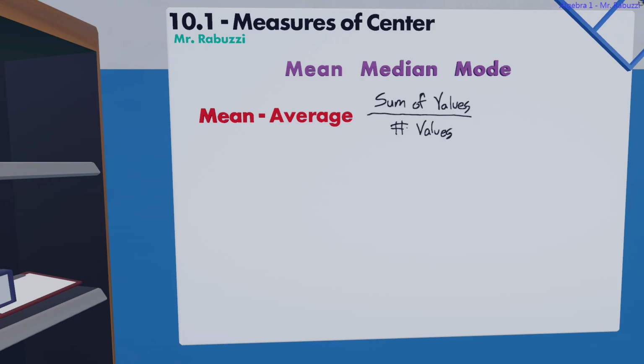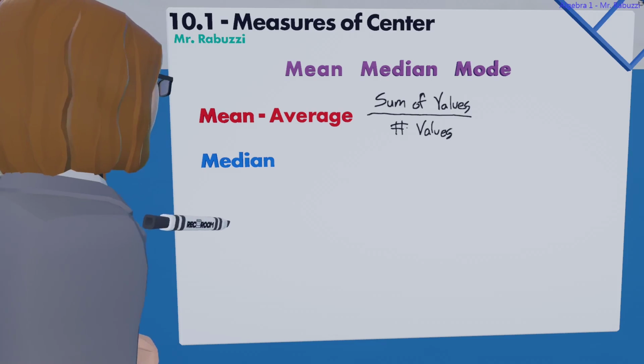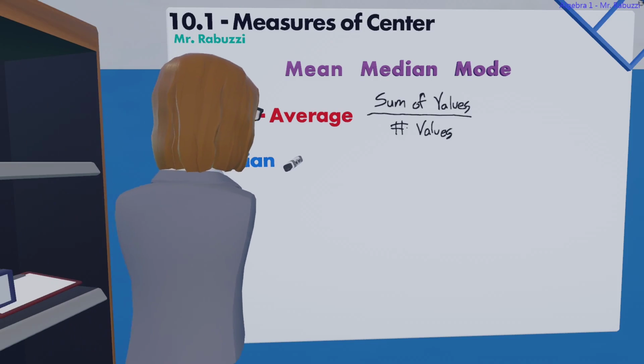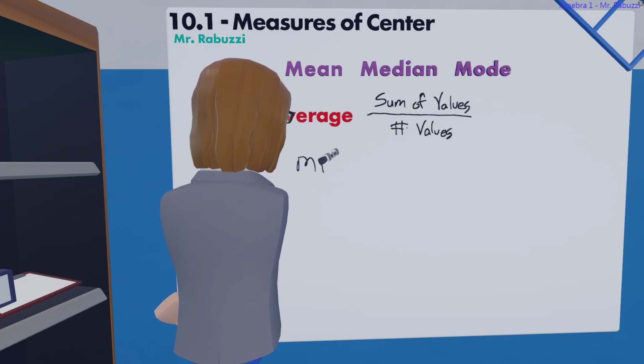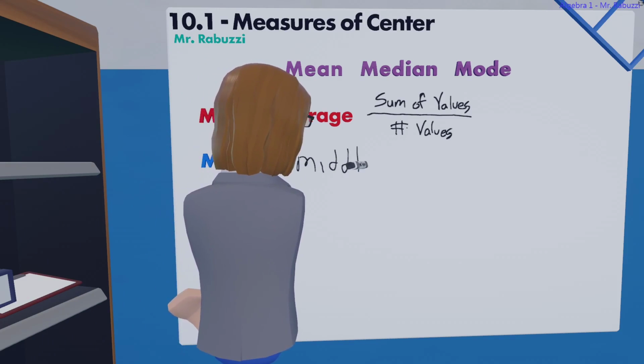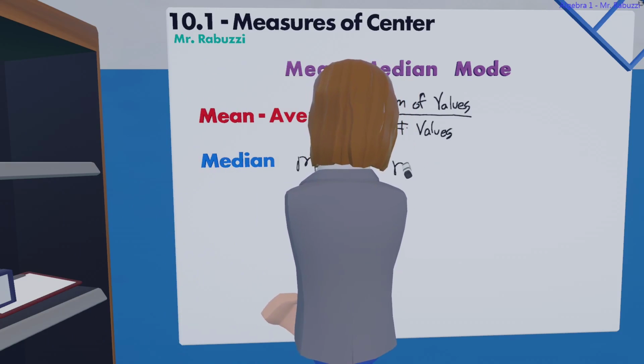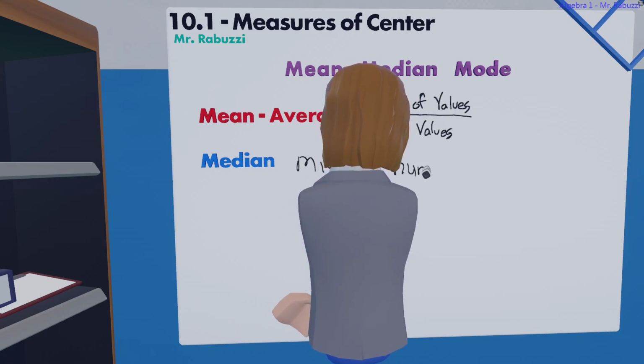All right. Then we have the median. And don't worry, we'll do an example after we talk about them. The median, it's pretty straightforward too, okay? The median is the middle number. You've probably done this before. Middle number. We'll do an example in a minute.